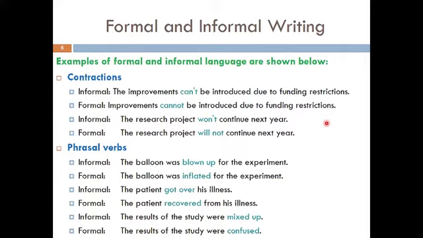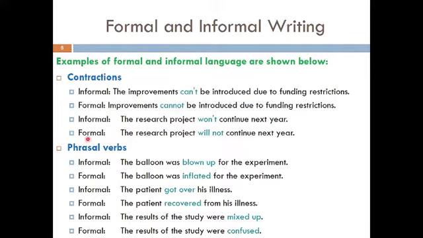Another example could be: the research project won't continue next year. And the formal way of writing this is: the research project will not continue. So we should try and avoid contractions when we are writing formally, like research articles and the likes.